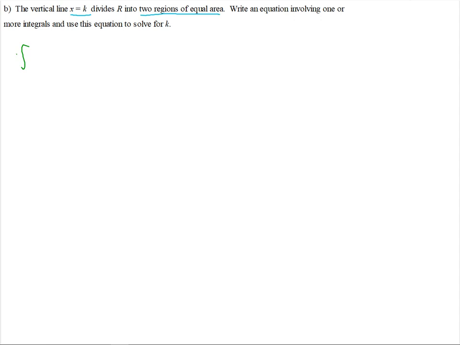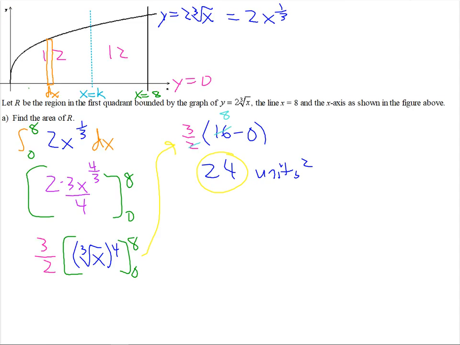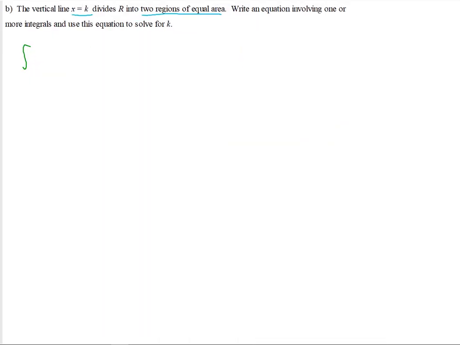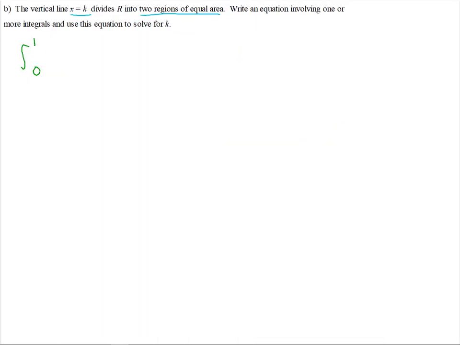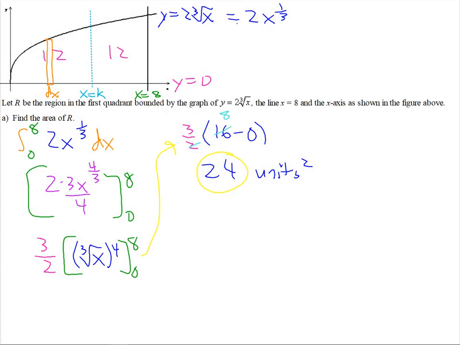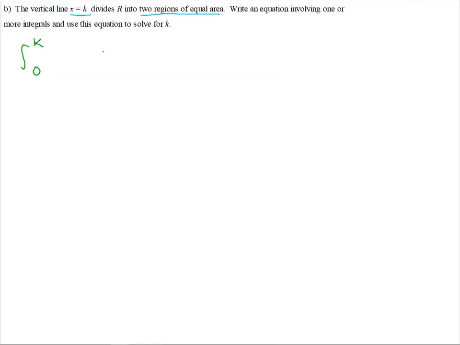integral from, now here we could either go from 0 to k or k to 8. Either way works, but I'm going to go from 0 to k because then we get to substitute in 0, which tends to be easier than substituting in another number like 8. And again, it's just going to be the top one minus the bottom one. So 2x to the 1/3 minus 0, and then times dx.